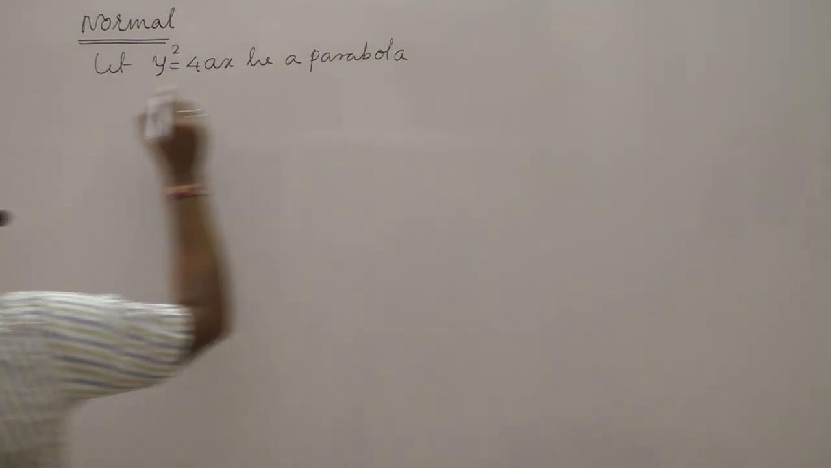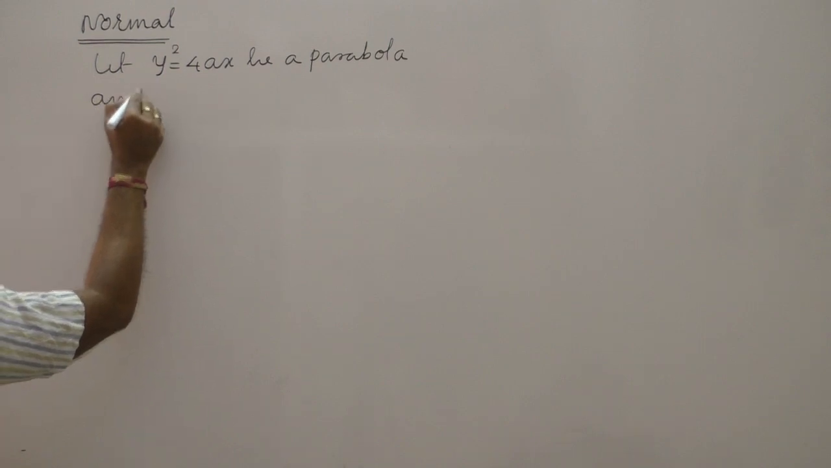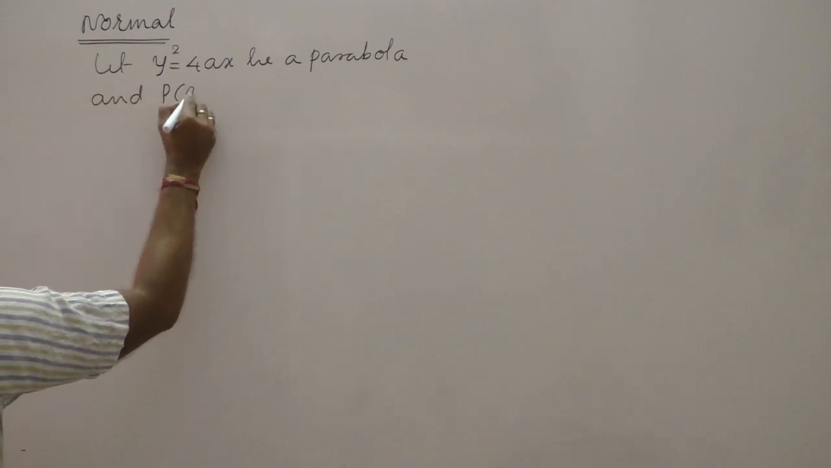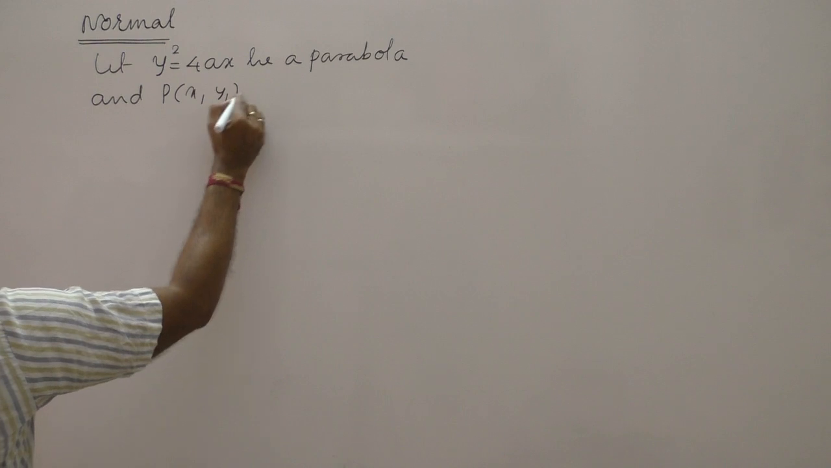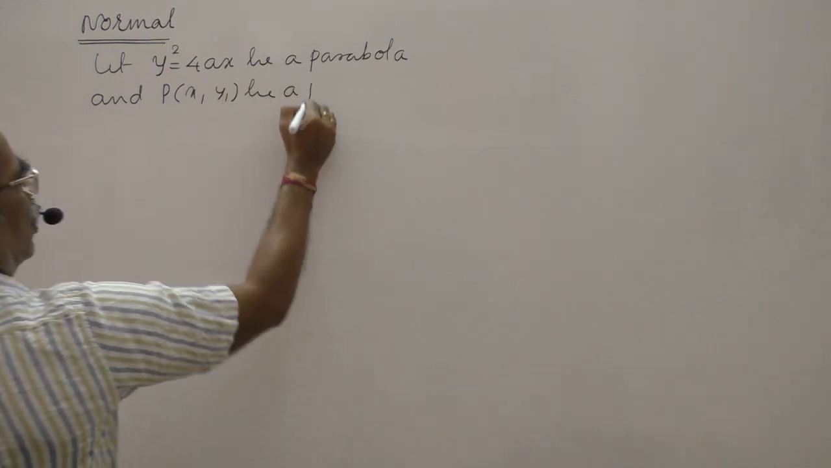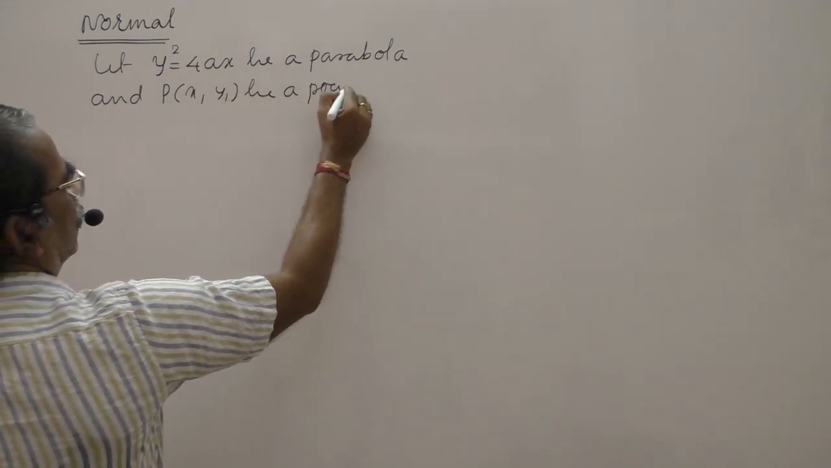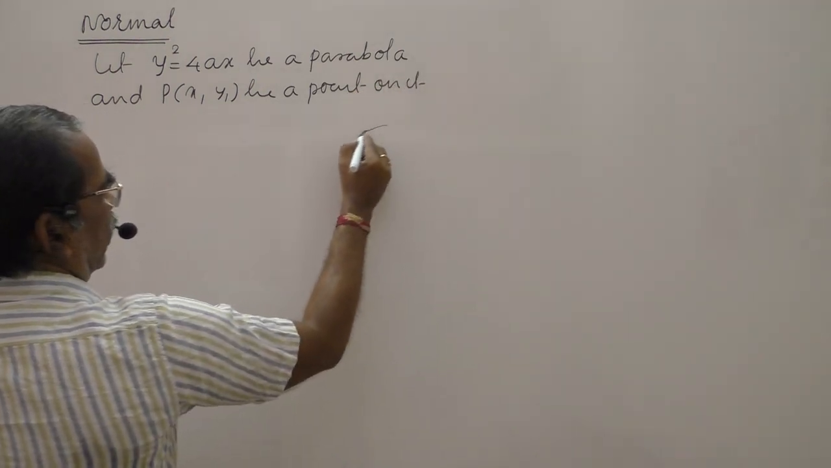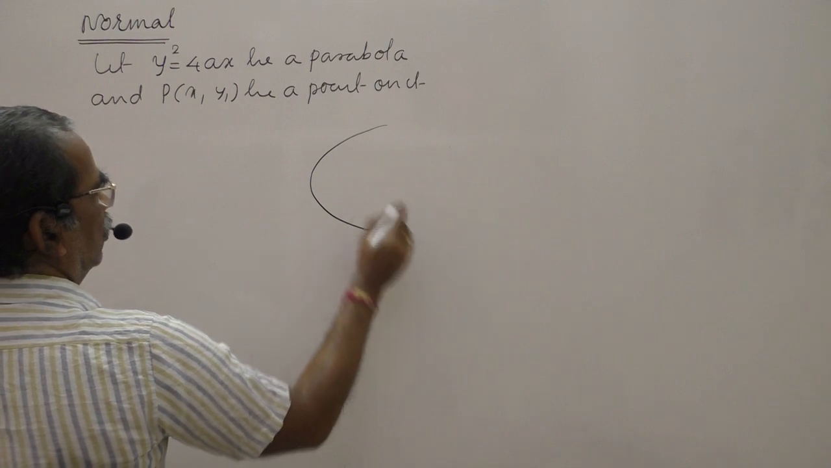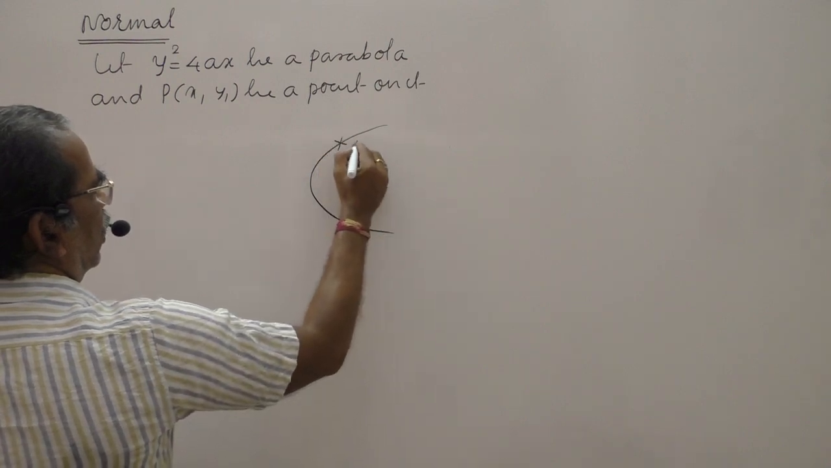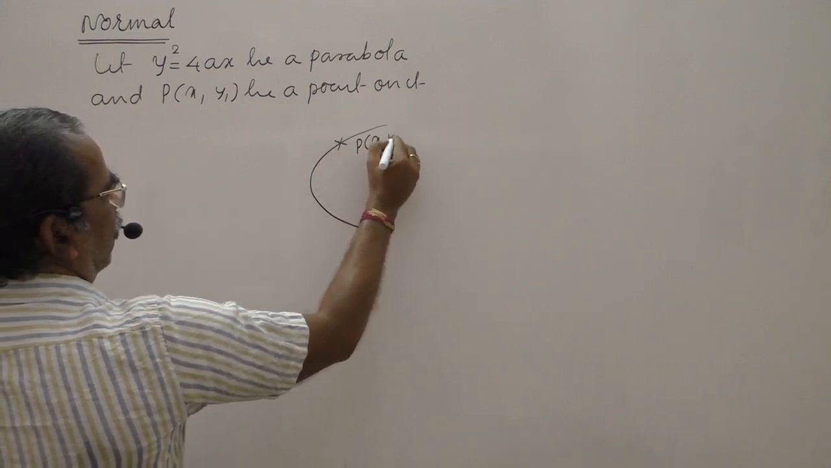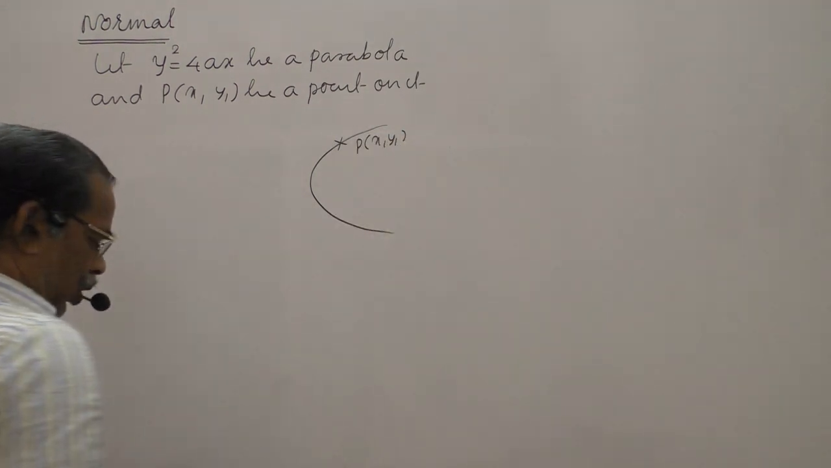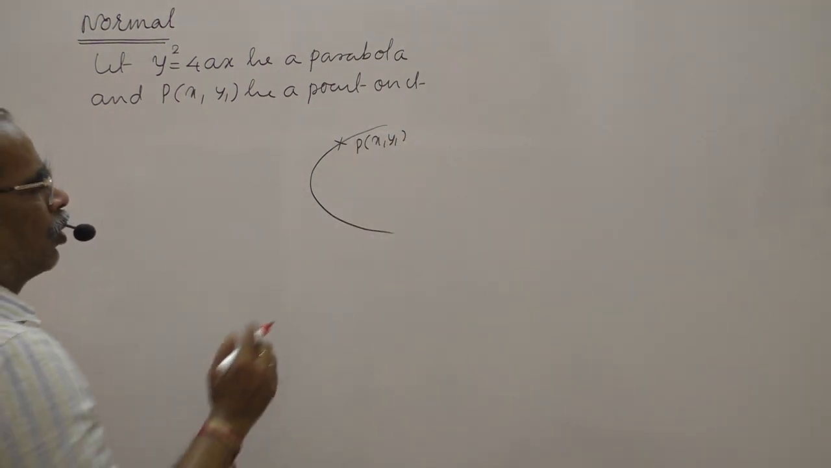Let there be a parabola and let capital P (x1, y1) be a point on it. Now, a rough figure: this is the parabola. We have taken a point P (x1, y1) on it. So now we need the normal.